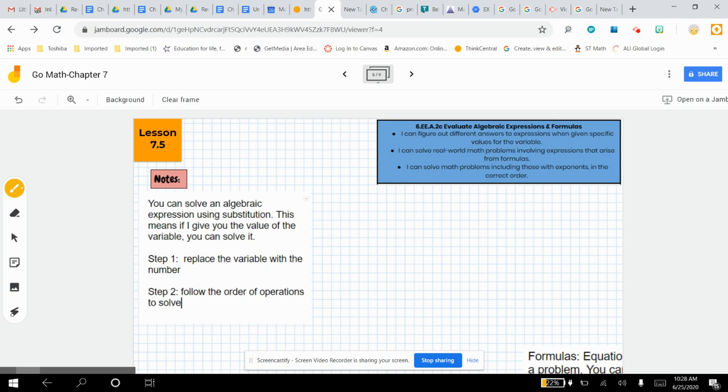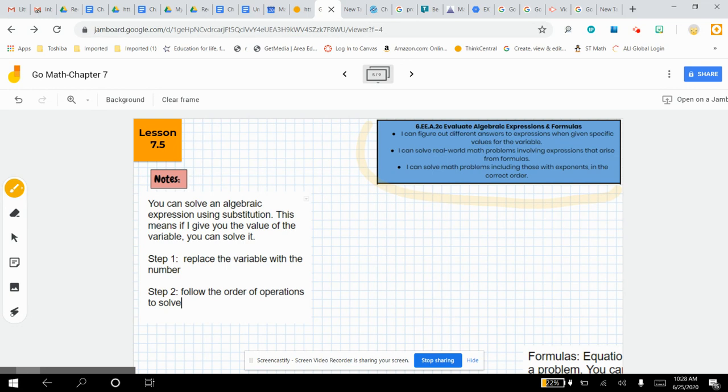Today I'm going to be talking about lesson 7.5. Now, if you look up here in the corner at our I can statements, it says there are 3 of them. I can figure out different answers to expressions when given the value for the variable. So we're going to be evaluating these algebraic expressions and a formula today.